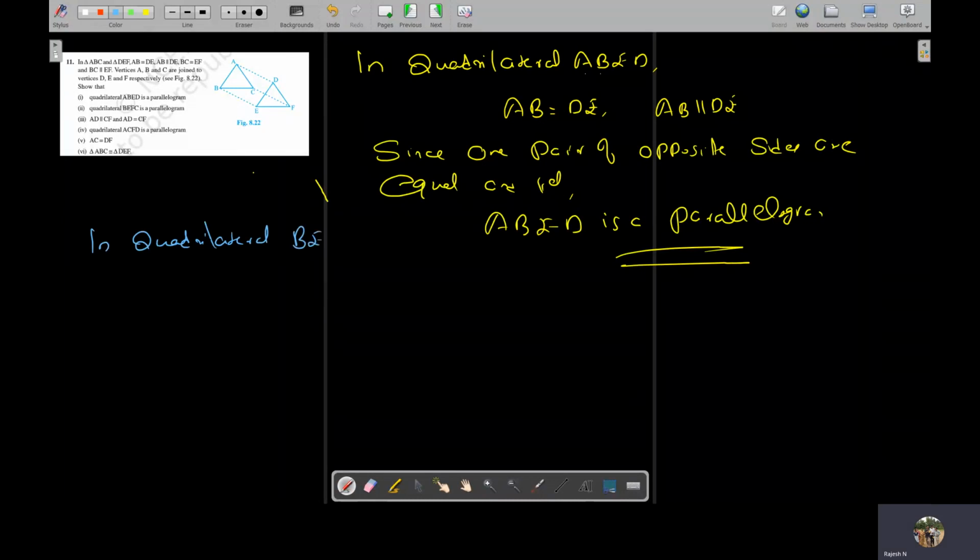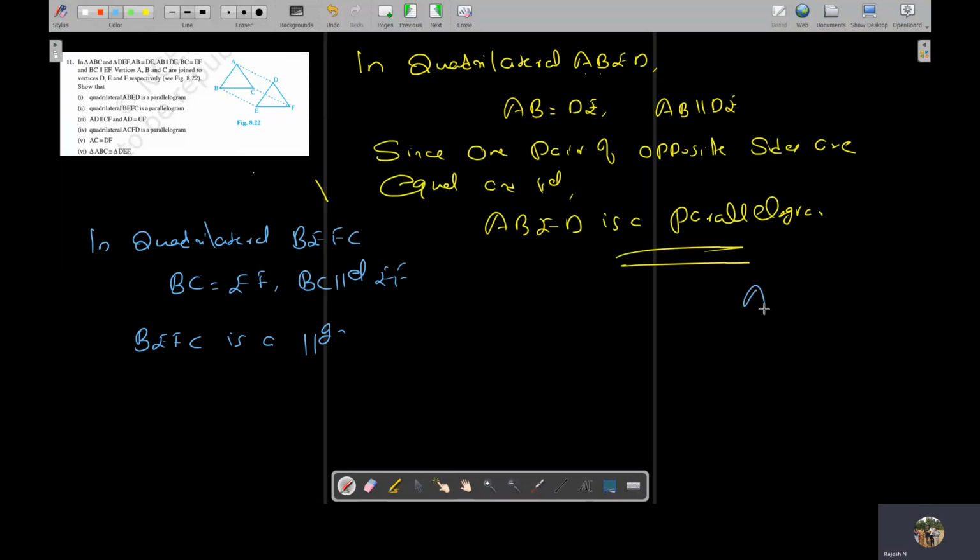In quadrilateral BEFC, what can you say? BC is equal to EF, and BC is parallel to EF. The same property we can apply. Since one pair of opposite sides are equal and parallel, what can you say? BEFC is a parallelogram. So since ABED is a parallelogram, what can you say?